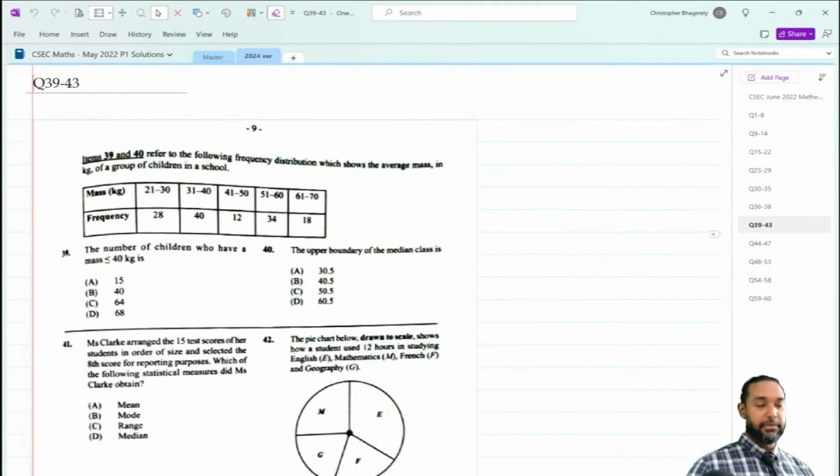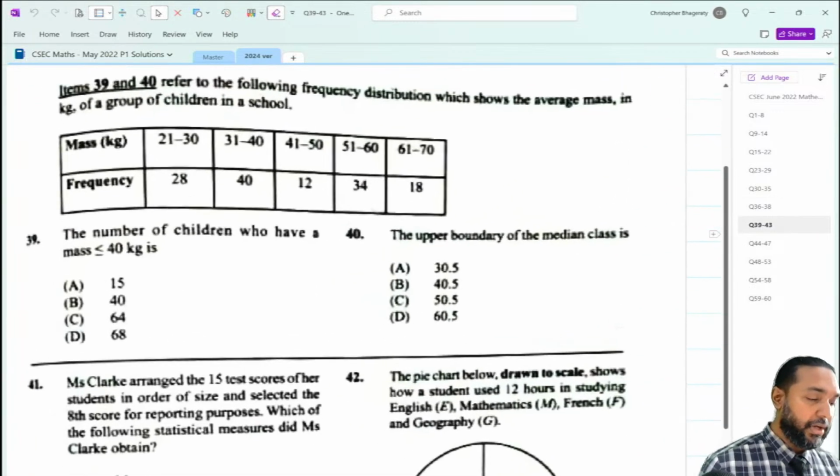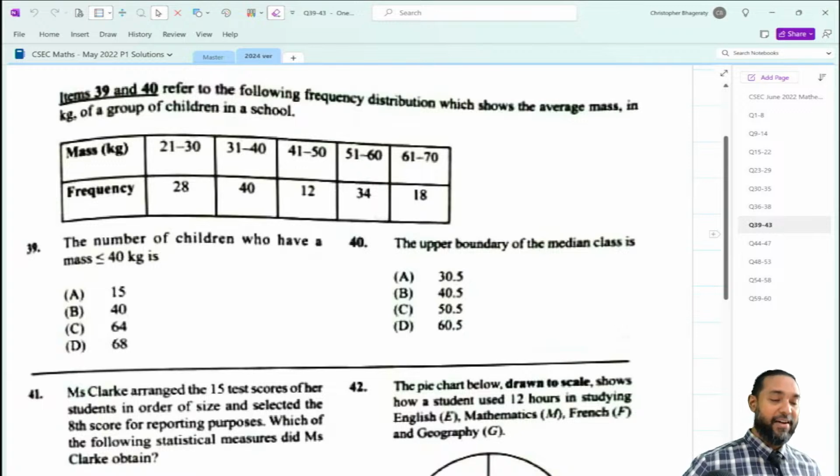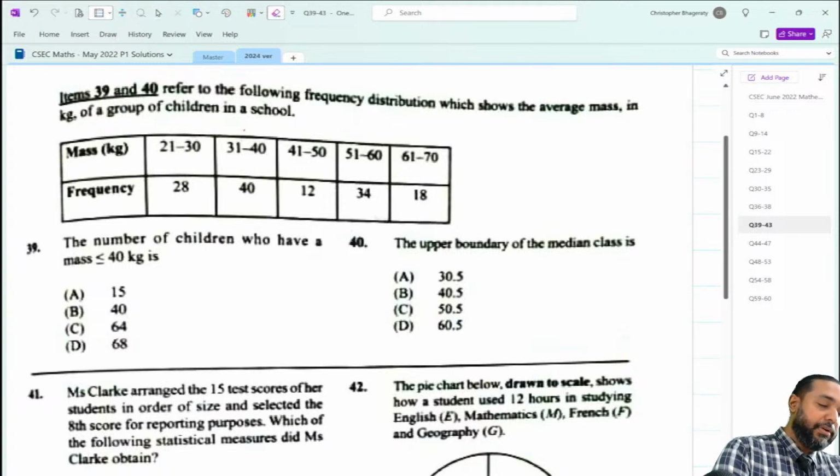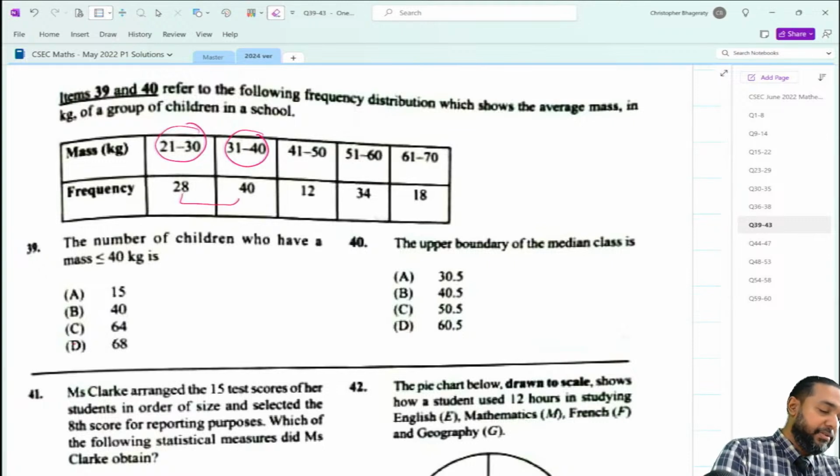All right, okay, guys. So we have a frequency distribution, which was average mass in kilograms of a group of children in school. Okay, cool. The number of children who have a mass less than or equal to 40. Right. So if you go up to your class intervals, 21 to 30, 31 to 40. So yeah, that's just these two. 28 plus 40 will give us 68.